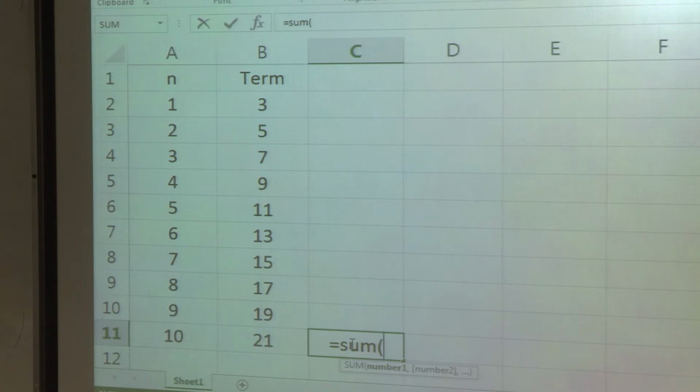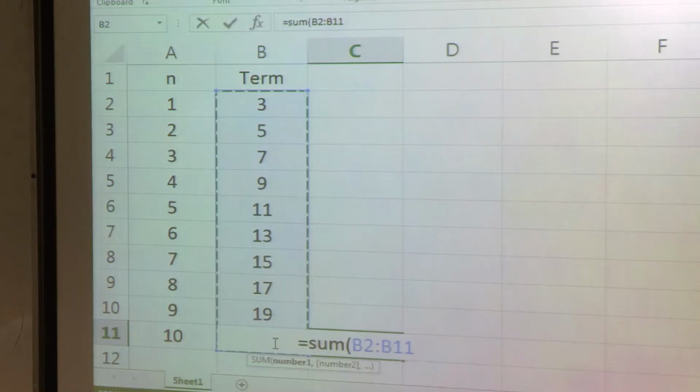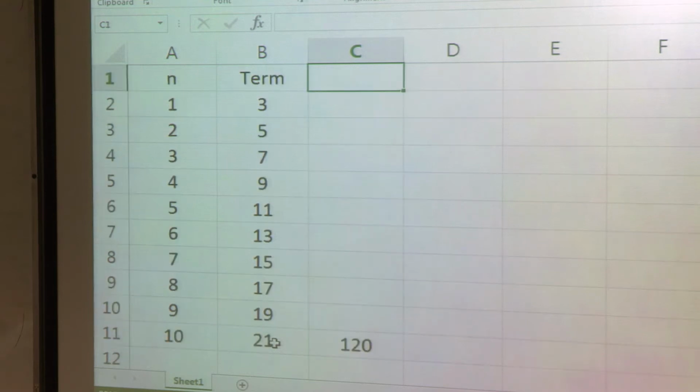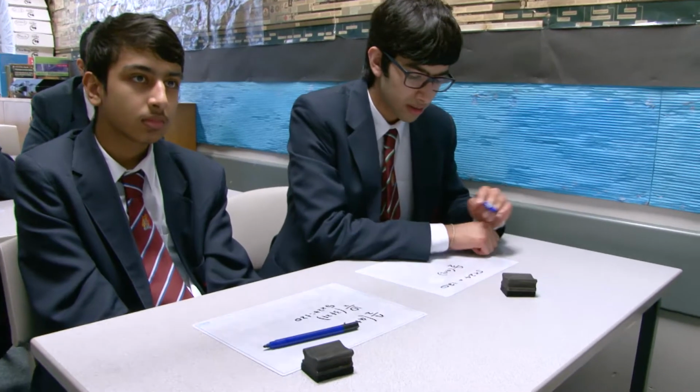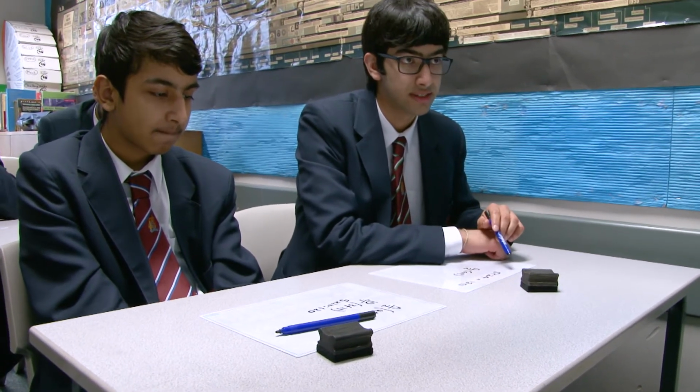Okay, we all reached a number for the sum. Mohammed? 120. So let's check. Well done. 120. Gervir, I think you had a formula just in terms of the first and last terms. We did n over 2 times the first term plus the last term.